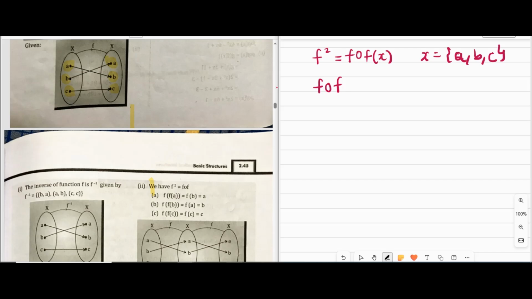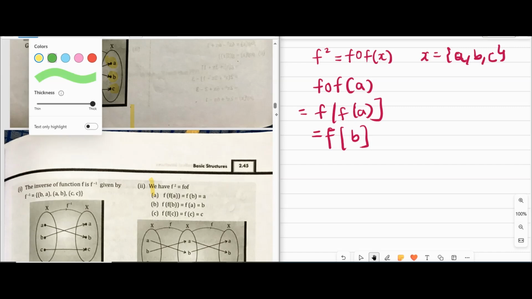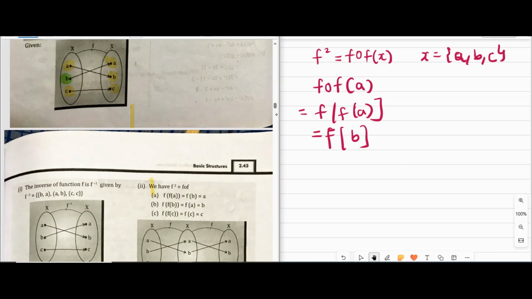Okay. Now take it as a, the first one. So it will be f of bracket f of a. f of a is what? f of a will be b. So f of a is b. Then what is f of b? This is a function, f of b is a. So the answer will be a.